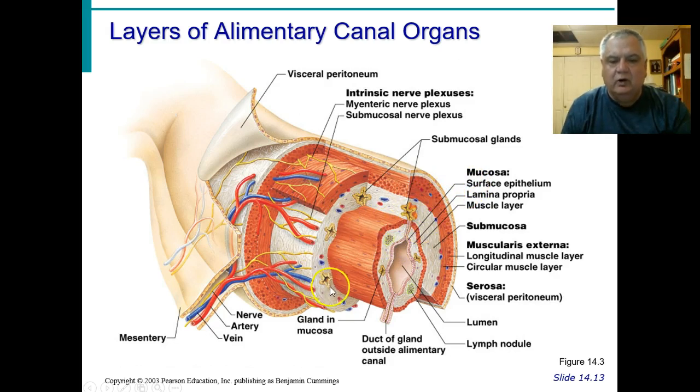Moving out from the mucosa, then, this is where we have that submucosa, and you can see lots of blood vessels, arteries, veins, glands.